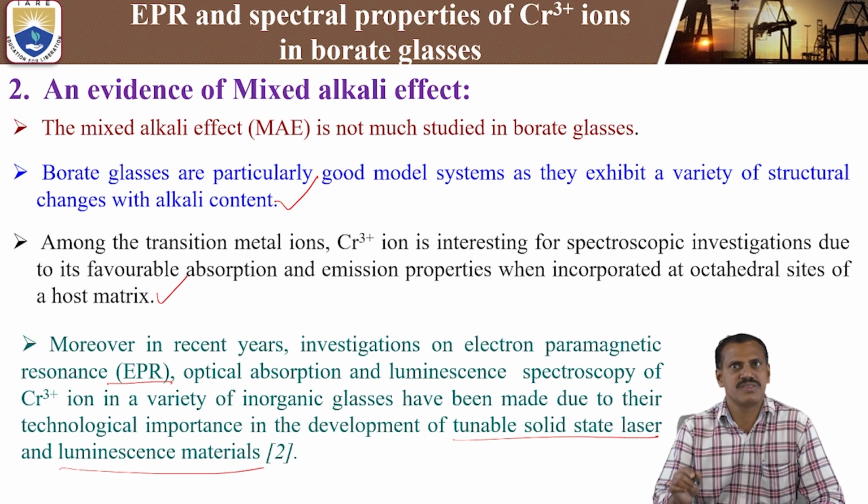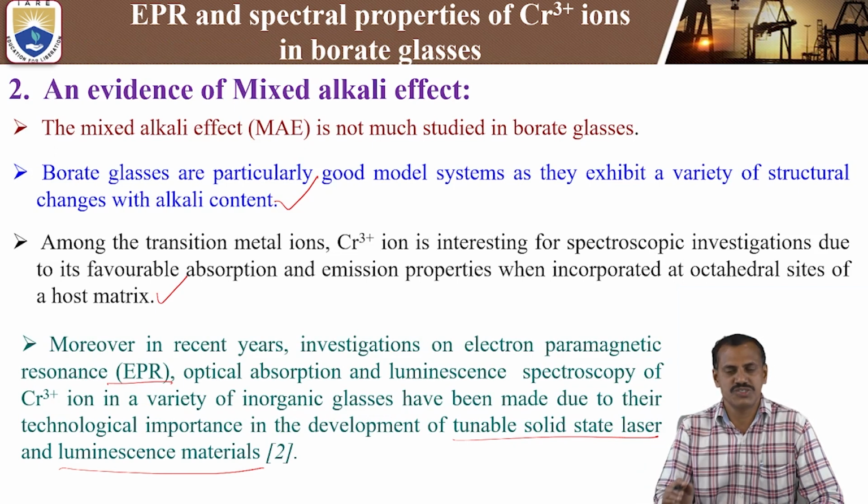Whenever chromium triplet is doped in borate glasses, we can use these glasses in the development of tunable solid-state lasers and, at the same time, luminescence materials, because when borate glasses are doped with chromium triplet ions, they exhibit broad red emission. That means we can tune different kinds of energy levels, which is why the chromium triplet doped borate glasses are mainly useful for tunable solid-state laser applications. These are some of the important applications of chromium doped borate glasses.